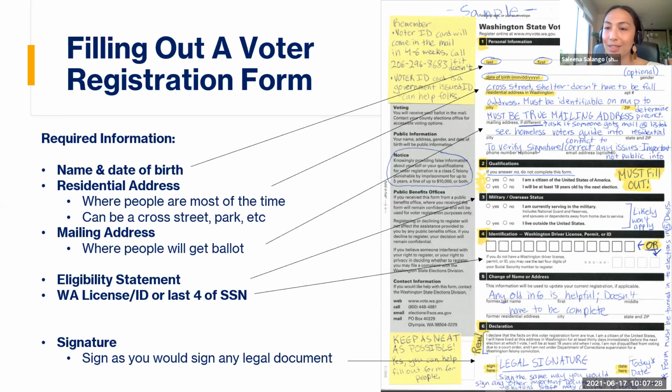And so, of course, the required information is name and date of birth, and then residential address. This is something that comes up a lot when registering people experiencing homelessness. What they would like to know is basically where people are most of the time. So it doesn't necessarily have to be a full address. It can also be an intersection or cross street. It can be the address of a park. It can be the address of a shelter that they frequent often. It could also be coordinates. It just needs to be identifiable on a map.